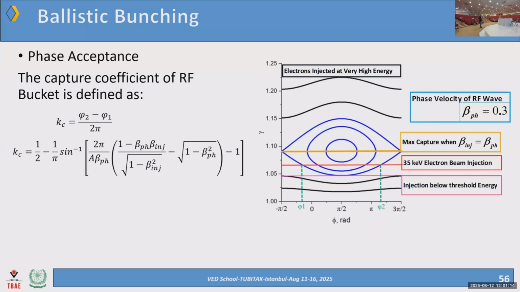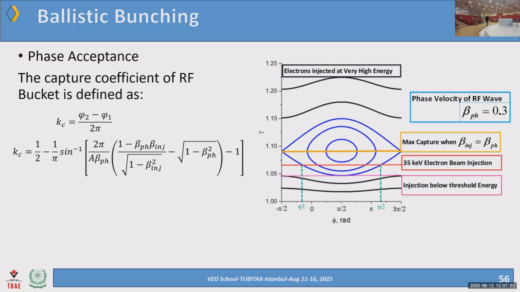And those that are injected below the energy will be lost. If they are very high, they will be lost. So this is basically the acceptance criteria. We call it the phase acceptance of the separatrix.